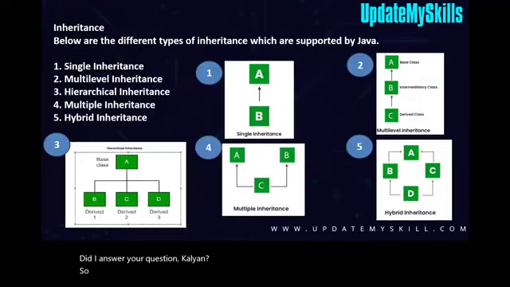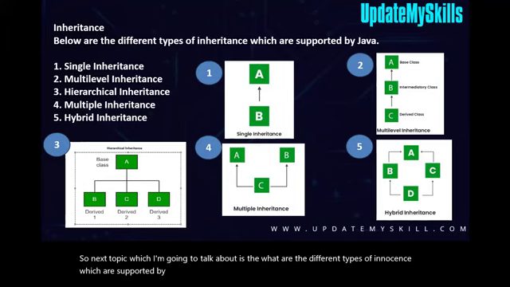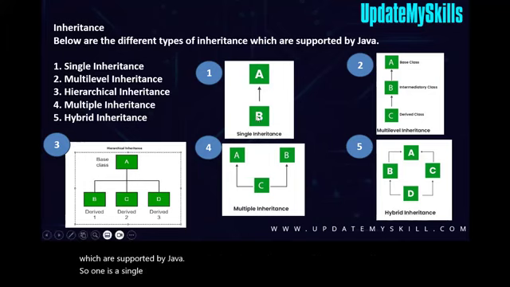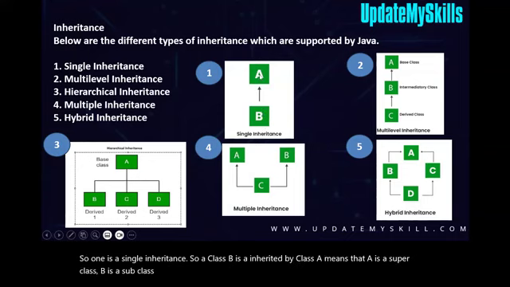So the next topic I'm going to talk about is what are the different types of inheritance supported by Java. One is single inheritance. So class B inherits from class A, meaning A is the superclass and B is the subclass. This is single inheritance.